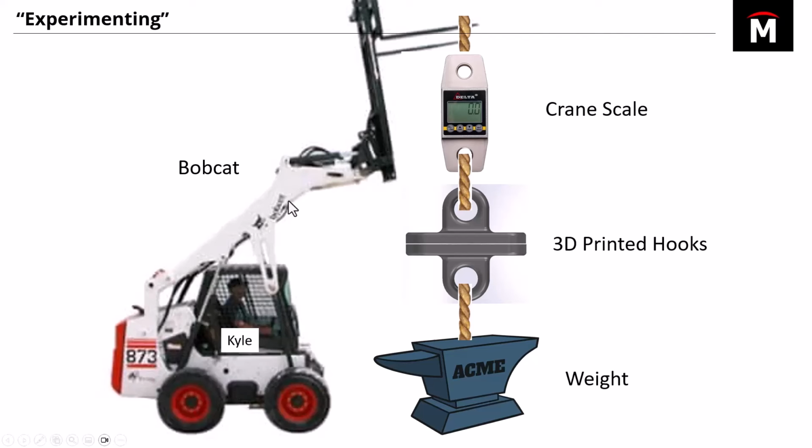So we're going to use the bobcat and we're going to lift it up. We're going to connect the top of the bobcat to our crane scale. And then the crane scale will be connected to two of the 3D printed hooks. And these hooks are bolted together. So we're actually kind of testing two at once here. And then the bottom hook is connected to some weight underneath it. So when the bobcat is lifted up, it's actually lifting this weight, and the crane scale will let us know exactly how much weight is under it, and it has a peak option that will track the maximum weight it sees. So if this part breaks, we'll know exactly how much weight it was lifting when it broke.